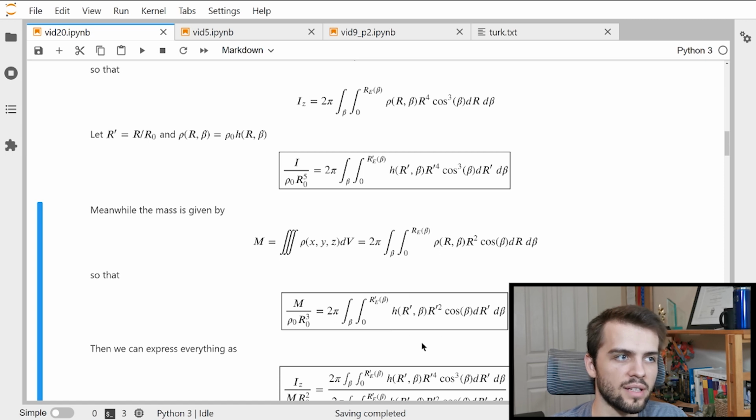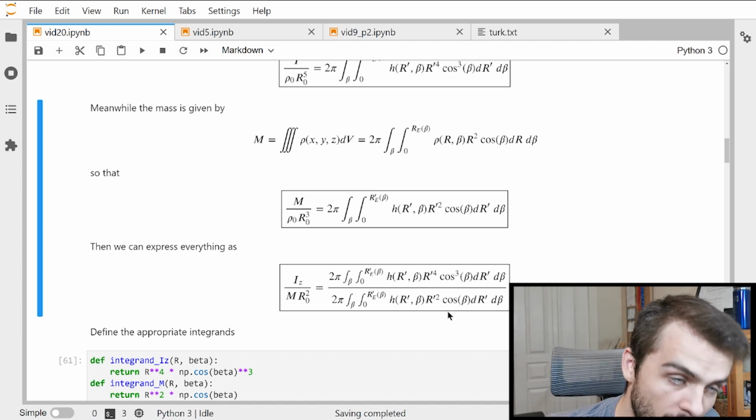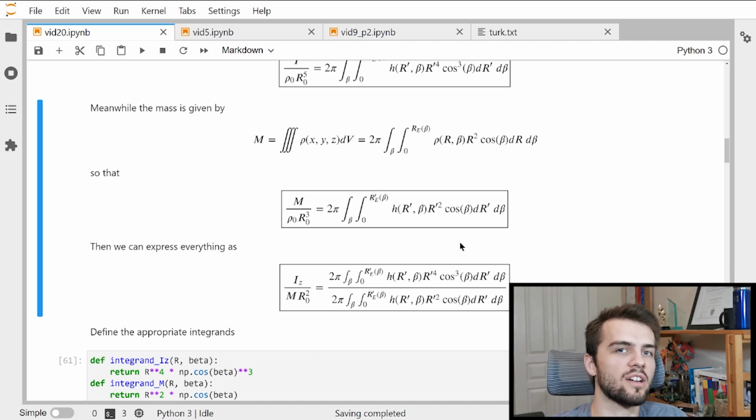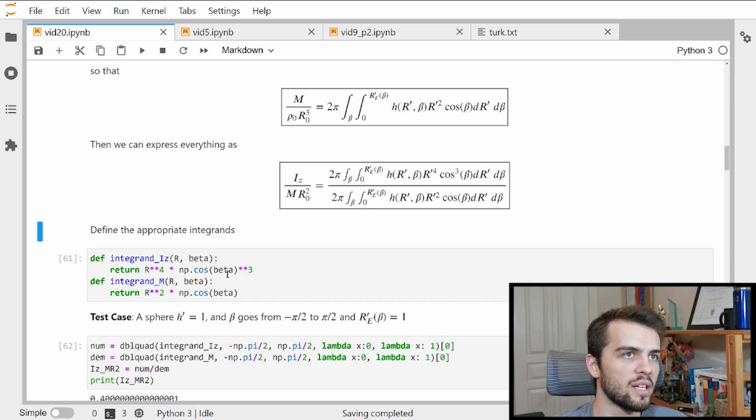So this is the new integrand. I have this expression here and this expression here, and I want to find I over m r squared. So I take this, divide it by this, and I get exactly Iz over m r naught squared: this integral up here divided by this integral down here. I've gone through the math and substitutions pretty quickly, but you can write it down by hand and confirm. And so I define the appropriate integrands here.